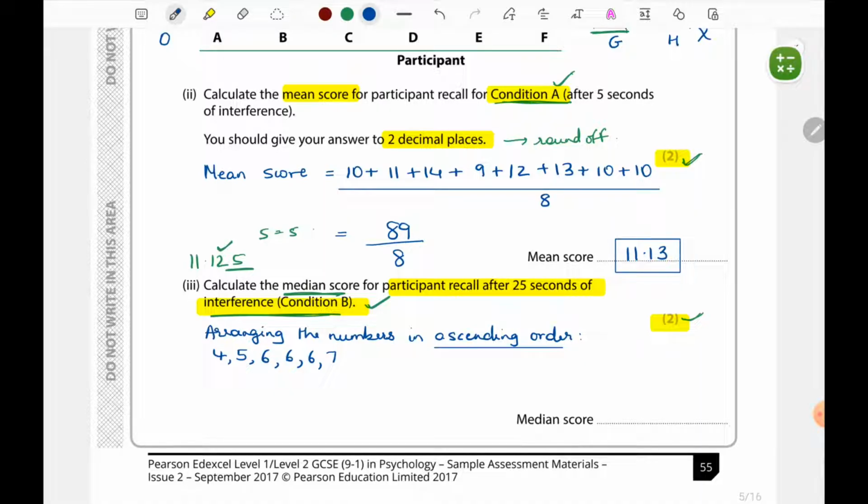Next number which is greater than 6 is 7. Then there's 8. 8 is occurring twice. So I need to write it twice. Now we have counted first, so we know there are 8 participants. That means getting the median is not going to be straightforward. This is median for even number. This is not median for odd number. So that means we will have to do it formula-wise.